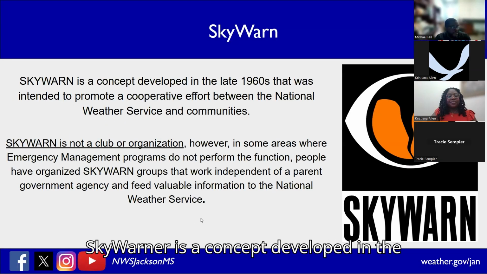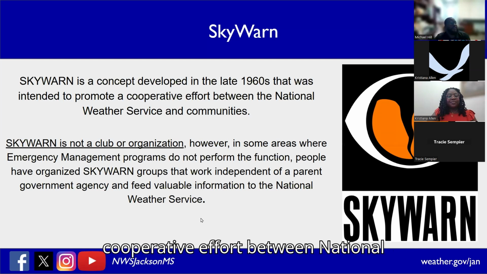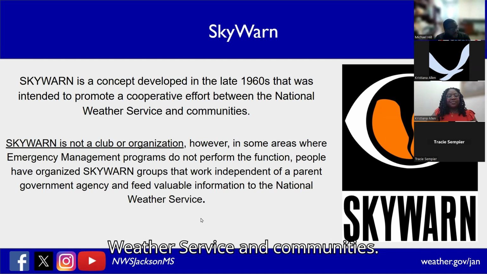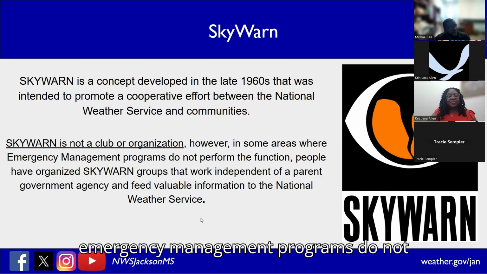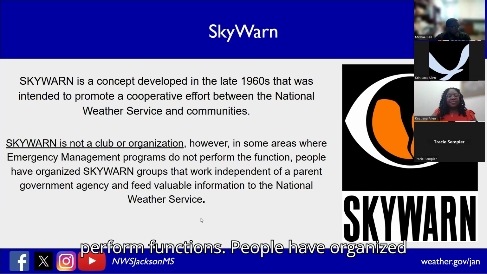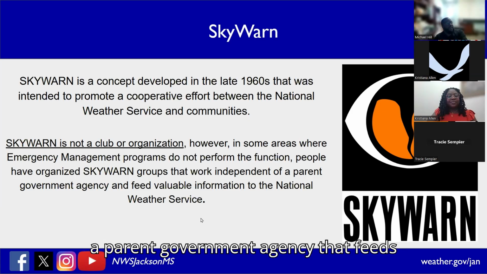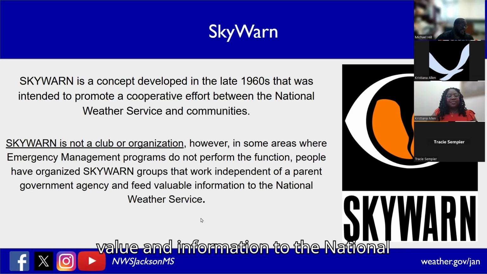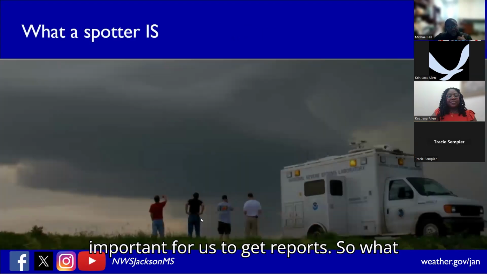Now, Skywarn is a concept developed in the late 1960s that was intended to promote a cooperative effort between the National Weather Service and communities. Skywarn is not a club or an organization, but in some areas, emergency management programs do not perform that function. People have organized Skywarn groups that work independent of a parent government agency and feed valuable information to the National Weather Service. So Skywarn is very important for us to get reports.